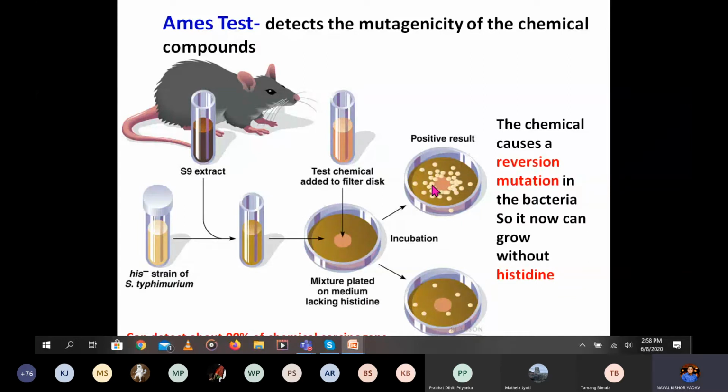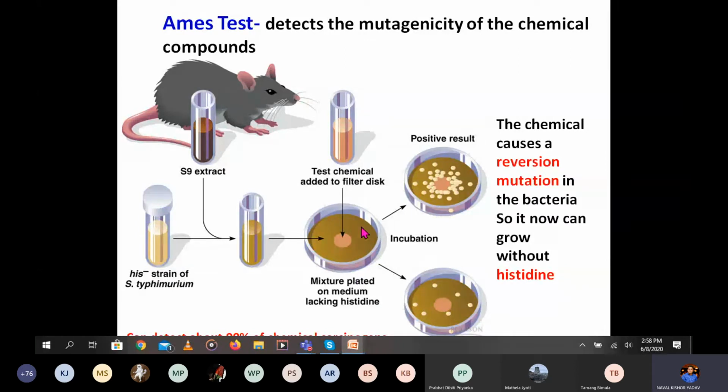So this indicates that this chemical is carcinogenic. If this chemical is not carcinogenic, it will not cause the mutations. So unmutated bacteria cannot synthesize the histidine. So it will be just like this. See, it's not near the chemical. See, only 1 or 2 colonies you can see.